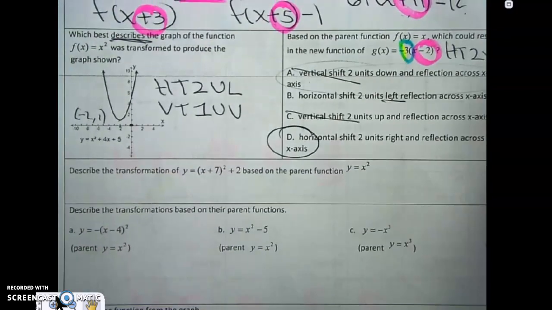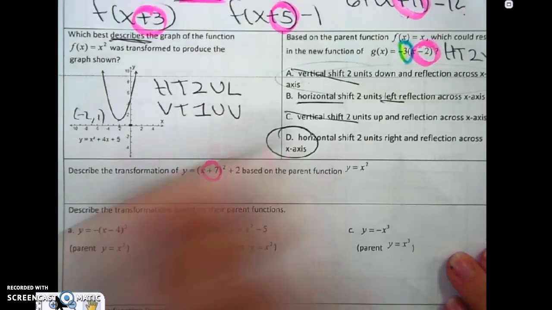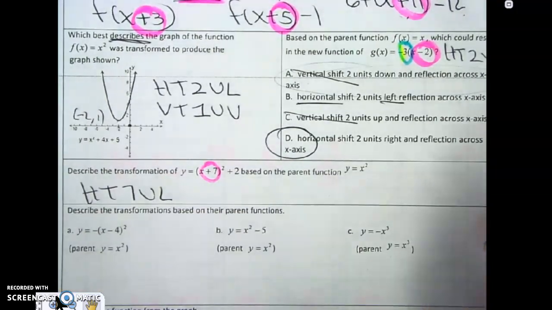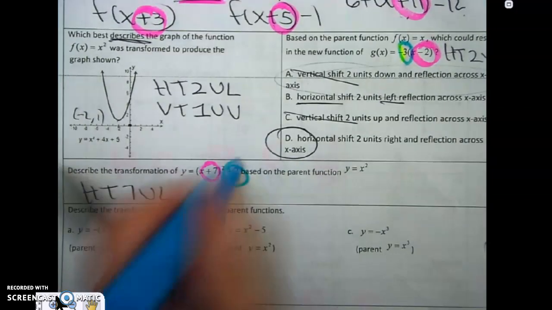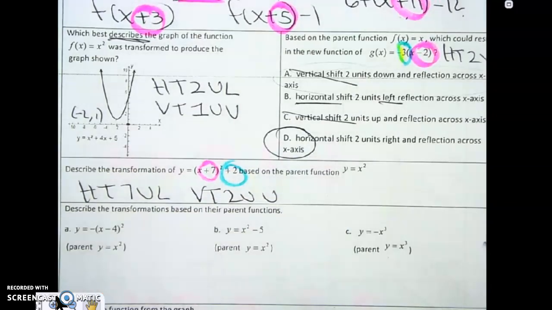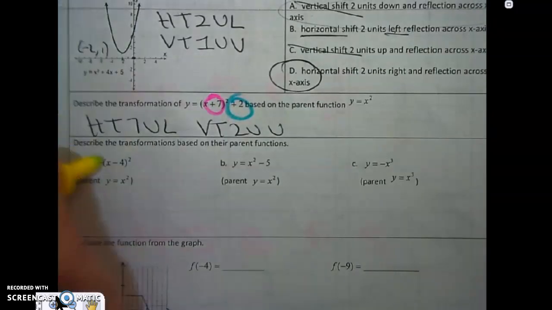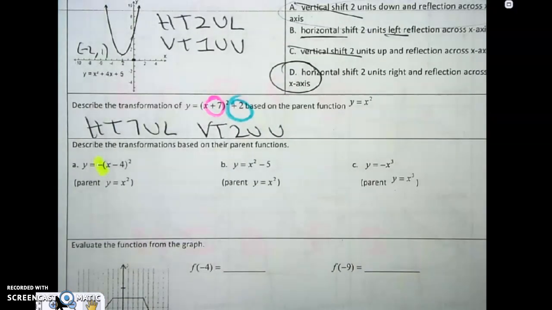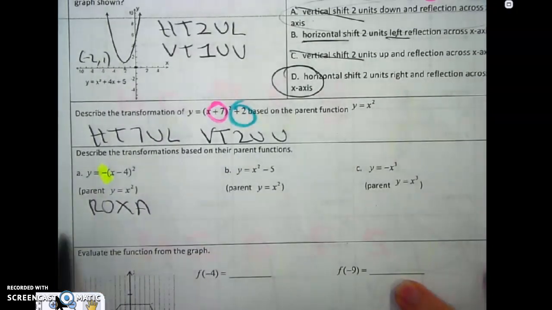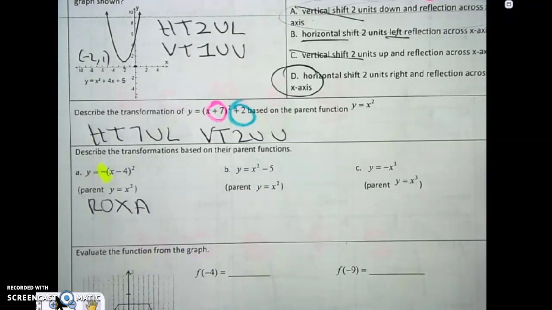All right, describe the transformation. So the first transformation, you're going to write it out like this: horizontal translation 7 units left. This is a vertical translation 2 units. Okay. More describing transformations. This negative, it's with the y, which really means it's with the x, reflection over the x-axis. Do not write it like that. You're going to write out reflection over the x-axis.